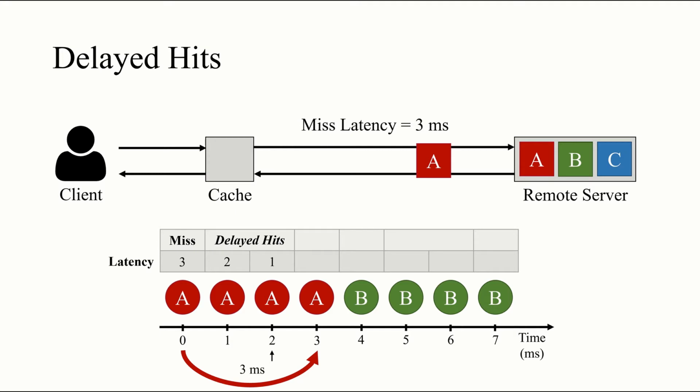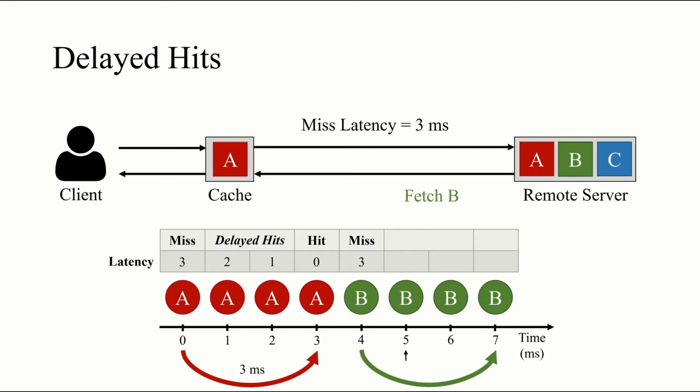These requests that neither suffer a latency of a cache miss nor that of a cache hit are known as delayed hits. At t equals 3, A finally arrives in the cache, and all queued requests, including the one that just arrived, can be resolved. At t equals 4, the request for object B misses in the cache, and we initiate a fetch that will be resolved at t equals 7. Once again, the request for B at t equals 5 and t equals 6 must wait 2 and 1 millisecond respectively to be served. It's only at t equals 7 that the data finally arrives in the cache, and then the request can be served from there.